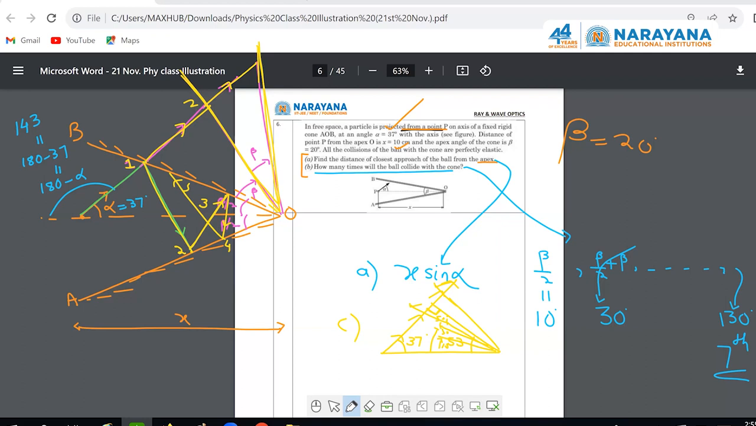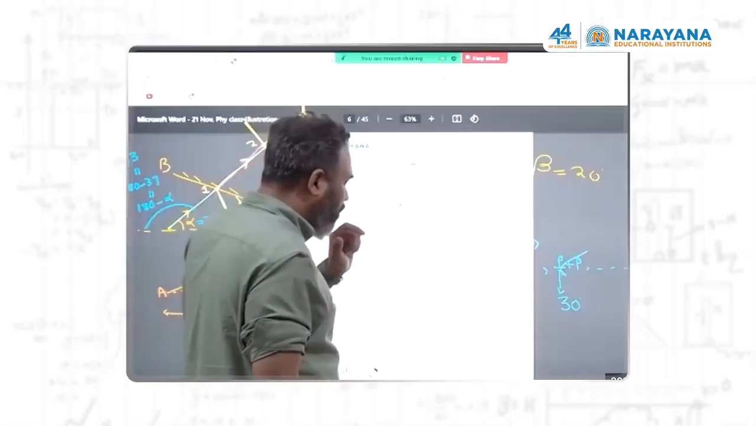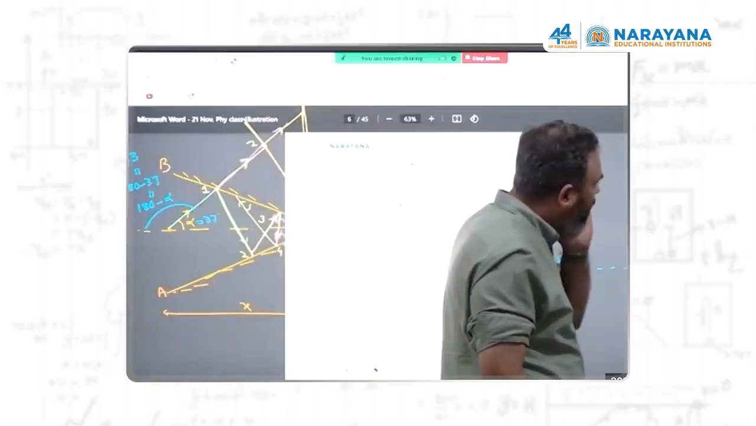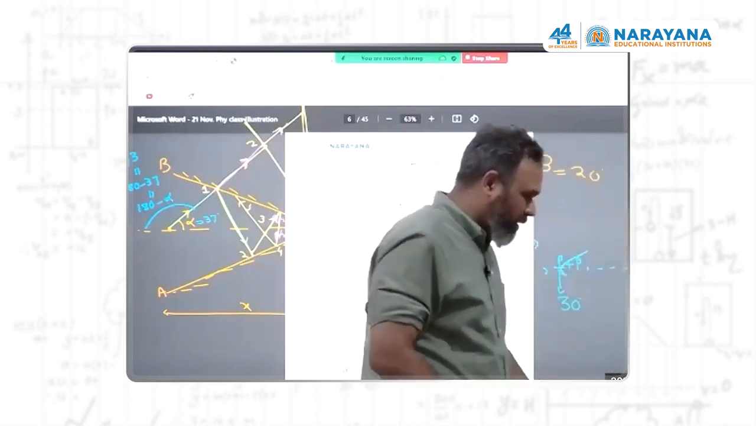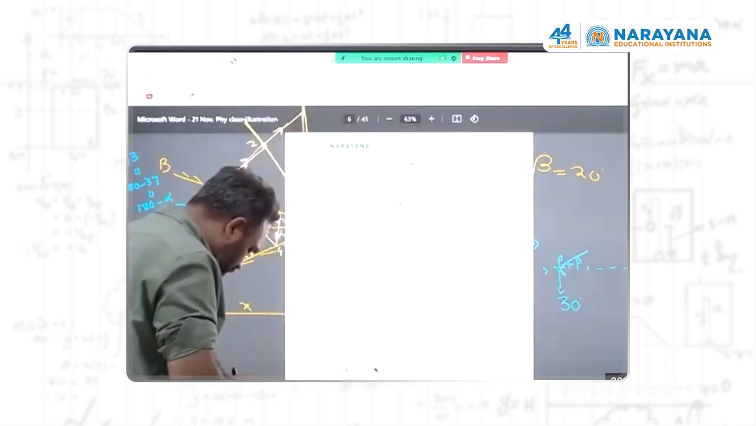And can we find out the distance from the apex, how much that minimum distance is? Yeah. Like, are you talking about the minimum distance or specific distance? At the minimum distance, sir. Didn't get you. The minimum distance from the apex.